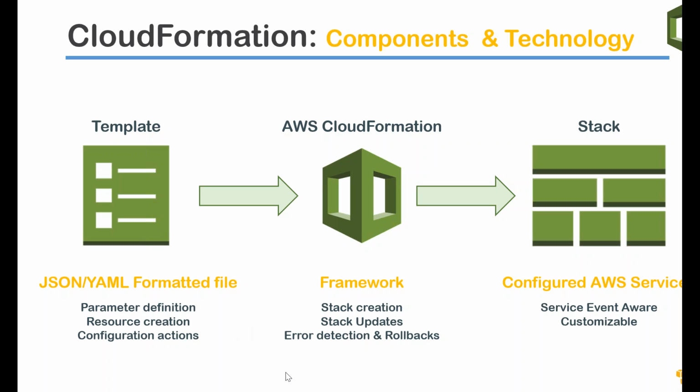So the first piece of the puzzle was writing the template itself. Assuming that we have done it, the next step is we upload it to the Amazon CloudFormation service, and the Amazon CloudFormation service has these features. You can create a stack, you can update a stack, you can detect errors and do rollbacks. When we say rollbacks, let us say step number 7 has failed, then you have an option, a checkbox.